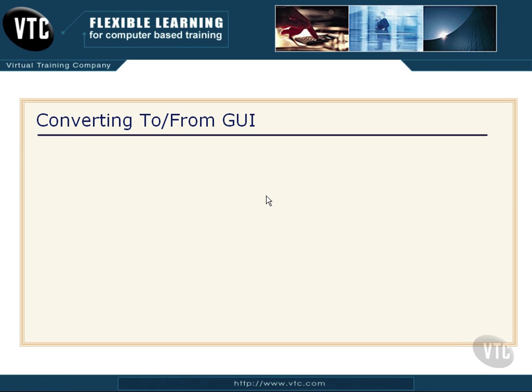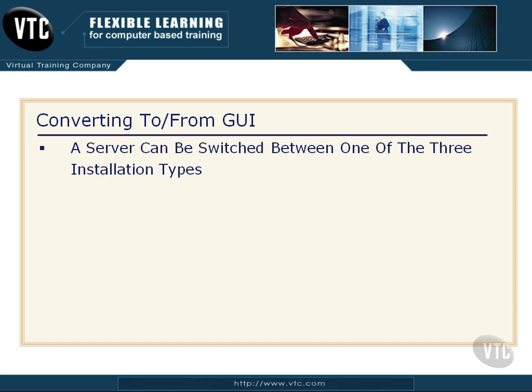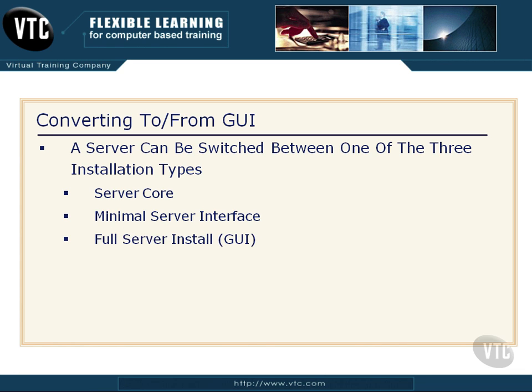The ability to convert server core to and from a graphical user interface in Windows Server 2012 is an incredible addition to this functionality and is no doubt going to help spread it even further, even faster. A server can be easily switched between one of the three installation types: the bare bones, no bells and whistles server core, the minimal server interface where we can turn on the bits and pieces of a graphical user interface that we would like, and then the full server install or the full GUI, whichever way you want to say that.